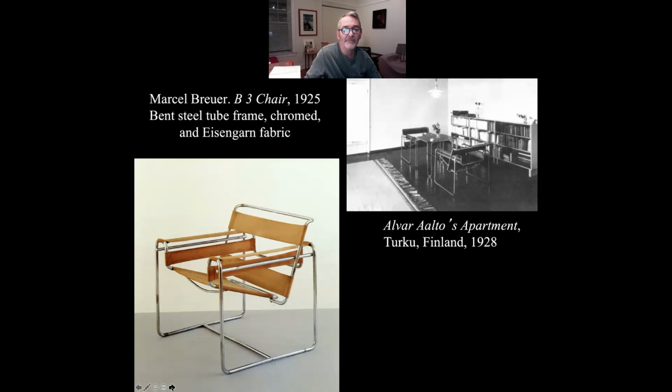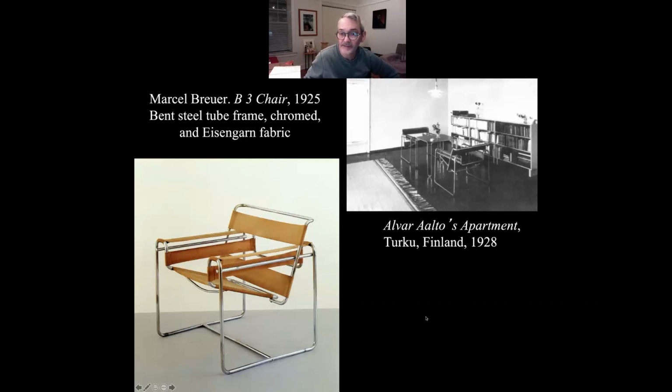Here, this is Marcel Breuer, B3 chair from 1925. Bent steel tube frame, chromed, Eisengarn fabric. So it's got this canvas-like fabric slung on it for its seating. It's got no cushions. It's just kind of like a director's chair in a way.